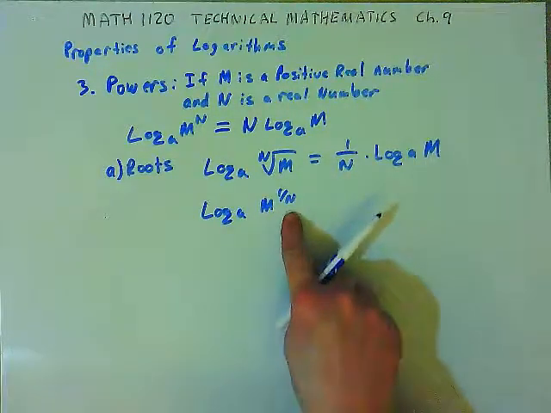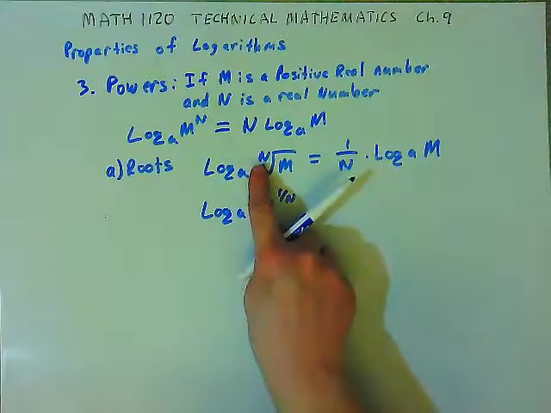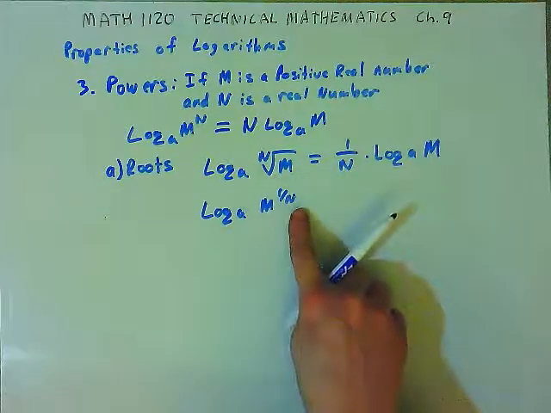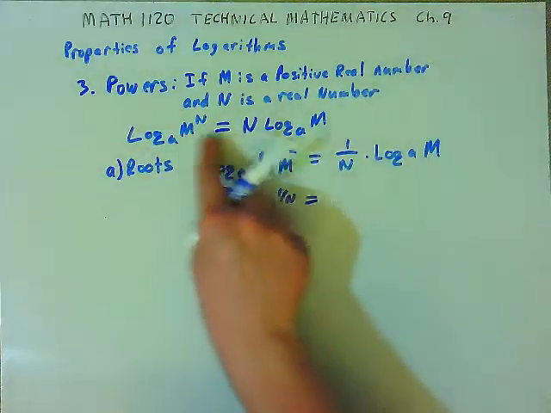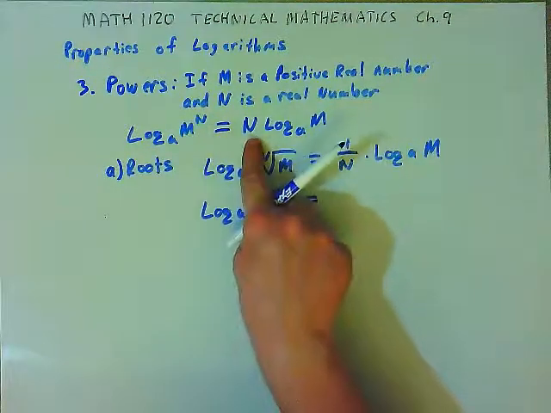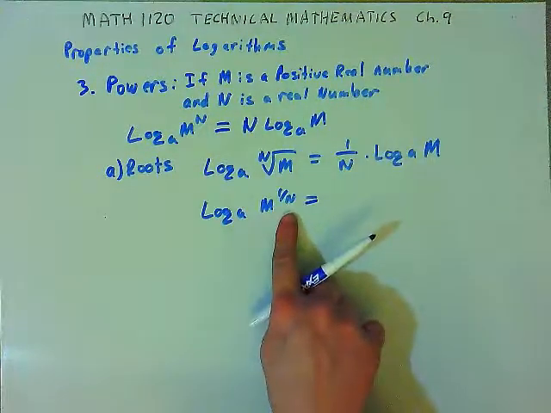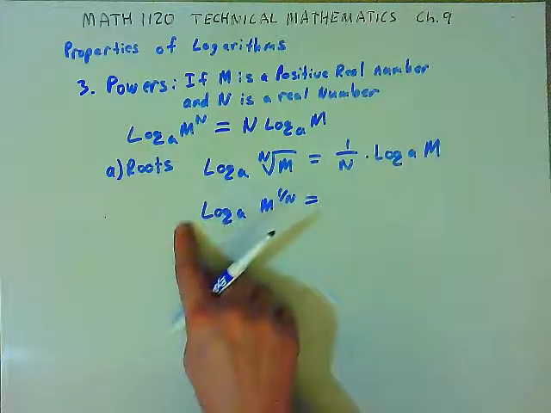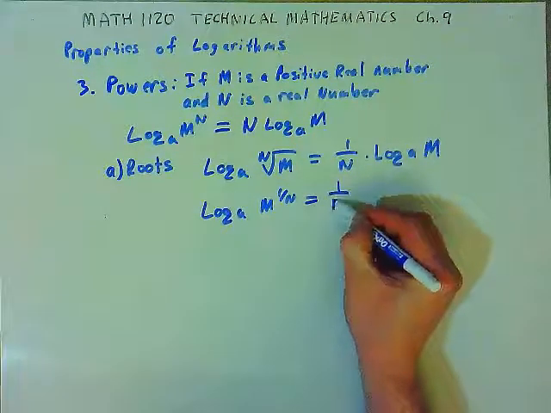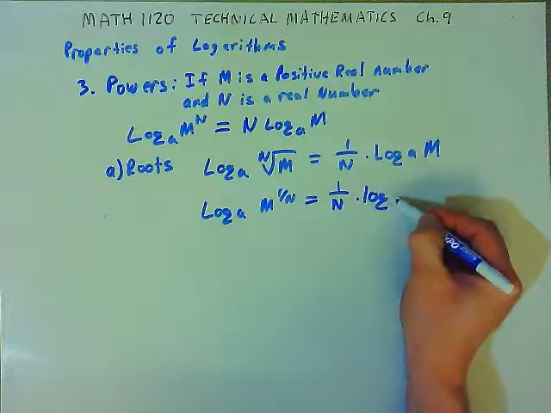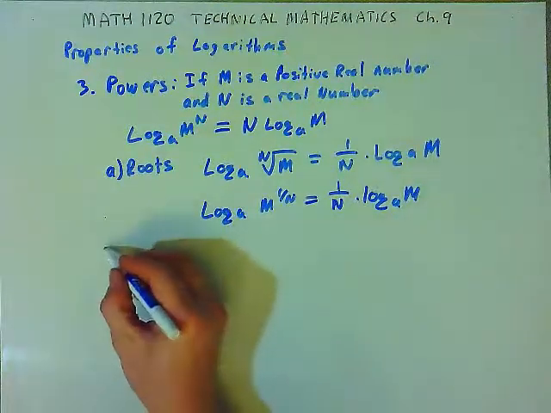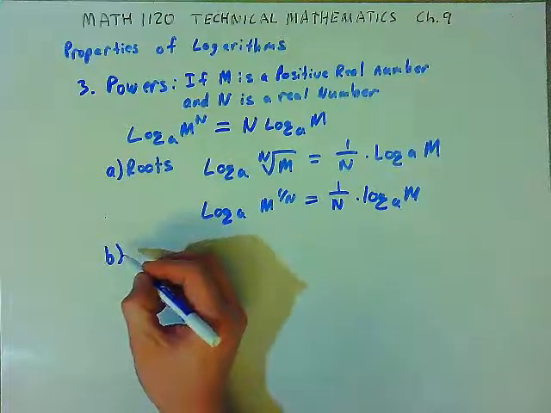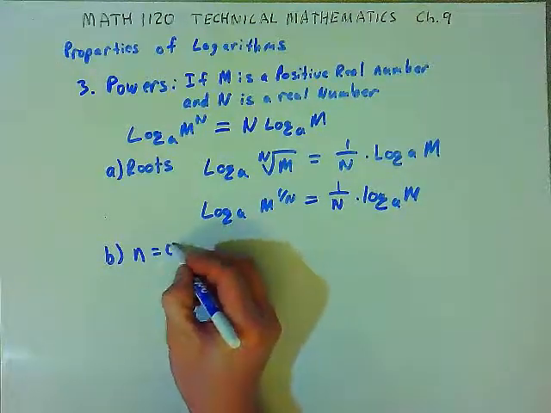And so anytime we take a root, whatever the index of that root is the denominator of the exponent. And so the rule says that whatever the exponent is, we can bring out as a multiplier. And so here the exponent is 1 over n. We can bring that out as a multiplier, and that will give us 1 over n times the log base a of m. Now the second special case is if n is equal to 0.